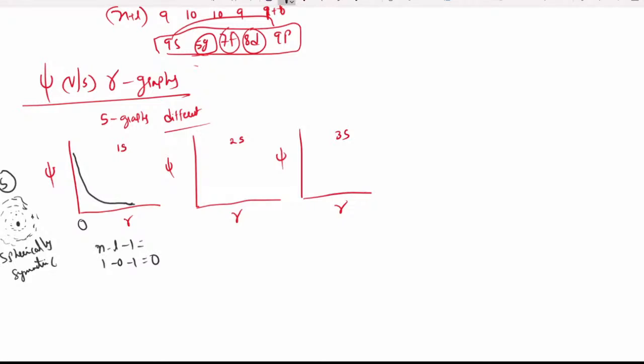0 node, no node. If you go for the 2s orbital, again we start like this. 1 node occurs. Why did you write 1 node? 2 minus 0 minus 1, 1 node. For 3s, 3 minus 0 minus 1, 2 nodes. Therefore, you write the diagram.